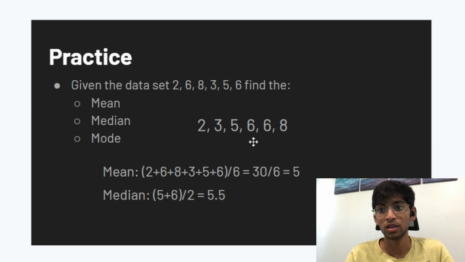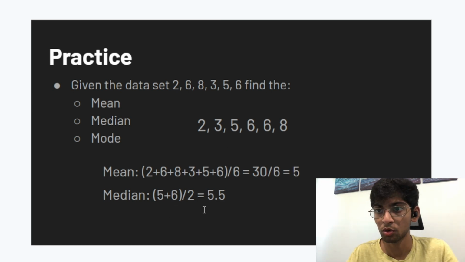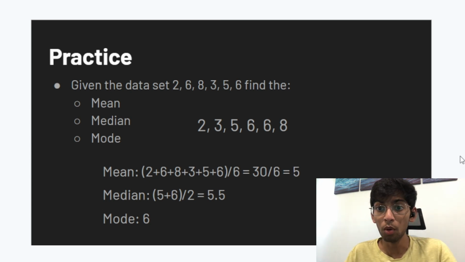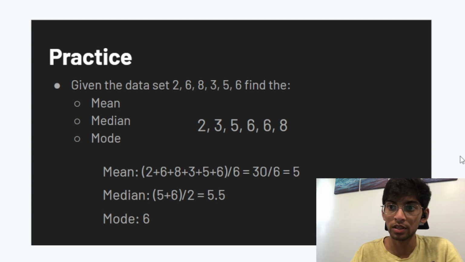The median is the middle value of the data set. We have an even number of data points here, so our middle two values are 5 and 6. If we average those, that is 5.5. The mode is the number that appears most often, and in this case, it is 6.